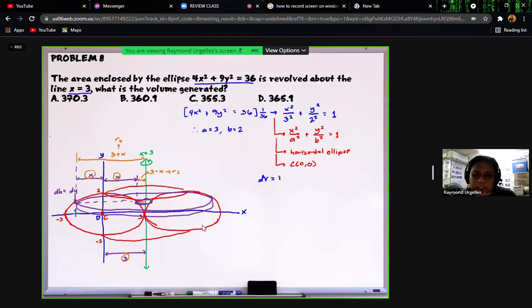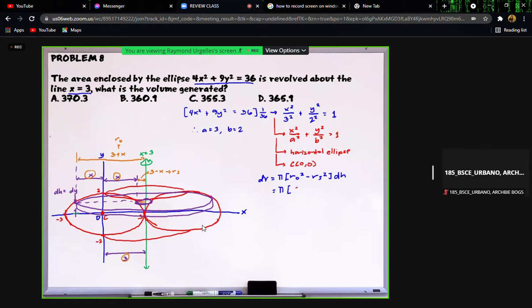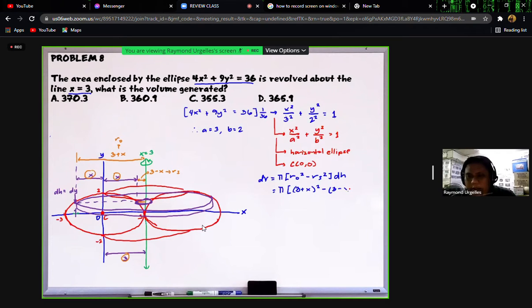Recall from yesterday that dV for the washer method is given by pi multiplied by the outside radius squared minus the inside radius squared, multiplied by dh. Substituting what we got, this will be pi multiplied by (3 plus x) squared minus (3 minus x) squared, then dh. Our dh is dy. Let's simplify first. We can expand this using the binomial theorem: you have 9 plus 6x plus x squared.